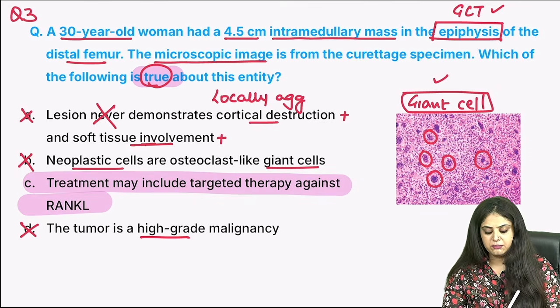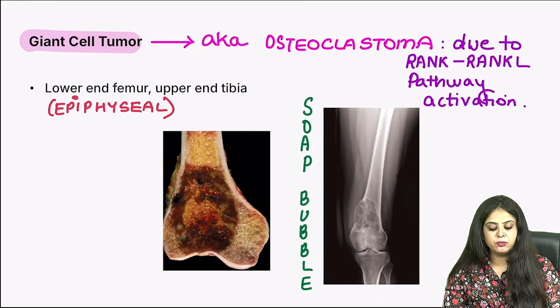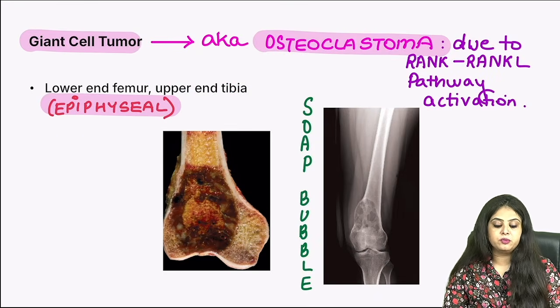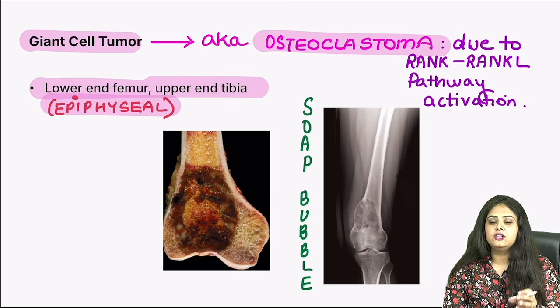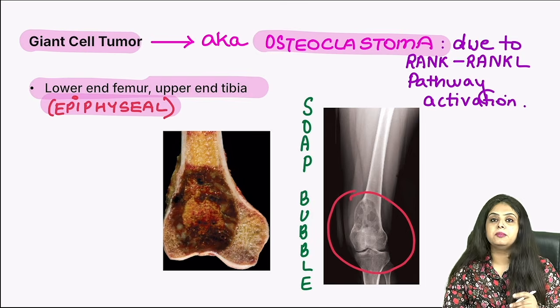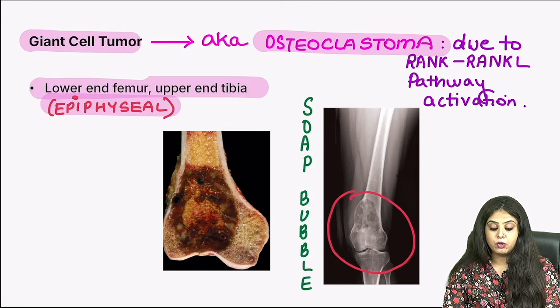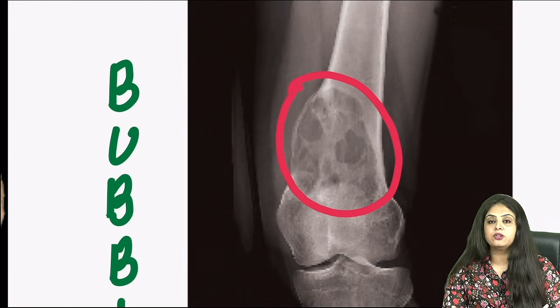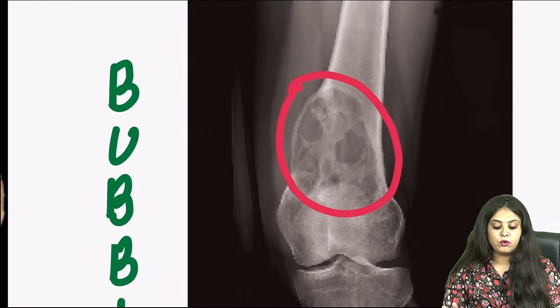Now what does this mean? When I'm talking about giant cell tumor or osteoclastoma, you already know that it is an epiphyseal tumor. It is occurring near the knee joint. So that means it is occurring near the lower end of the femur and the upper end of the tibia. So that you all know, right? But what do you see radiologically? We see the characteristic soap bubble lesion radiologically. That is very, very important for you to know.